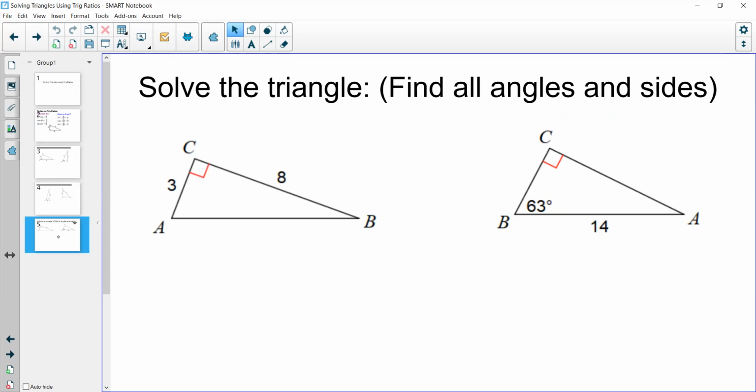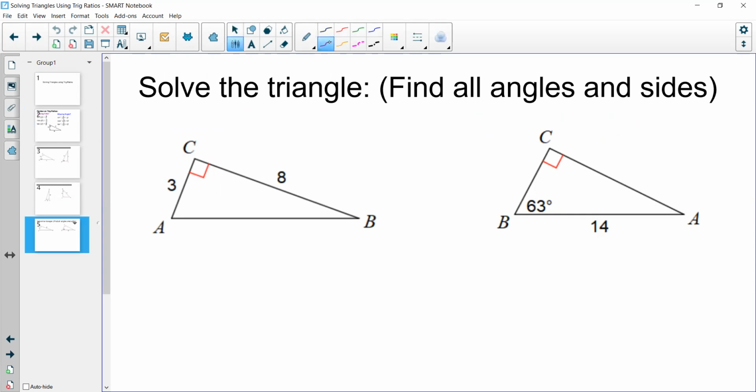So here are two triangles. Solving a triangle, again, means finding all the angles and all the sides. Notice in both of these triangles, we have a little bit of different information. As stated before, to solve a triangle, we need to know either two of the sides and its 90-degree angle, or one side and one angle in addition to its 90-degree angle. So let's take a look at how we can solve both of these.